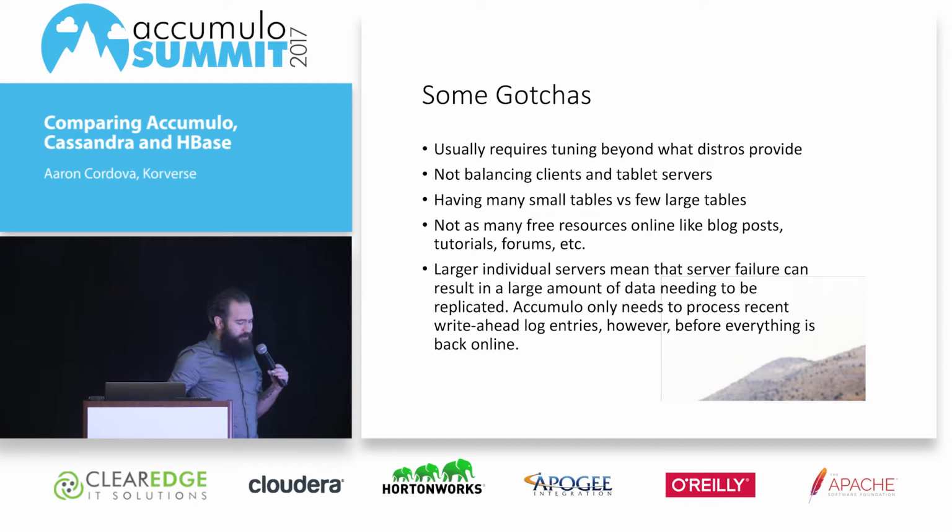And then there's this trend where servers are getting bigger, which means that an individual server failure results in more data needing to be replicated. Imagine you lose a server with 24 terabytes on it, and now you have to replicate that. Accumulo at least doesn't force you to replicate that data before you can have a fully functioning cluster, but the impact of that re-replication can be non-trivial.